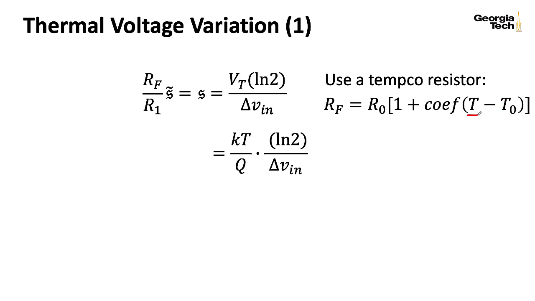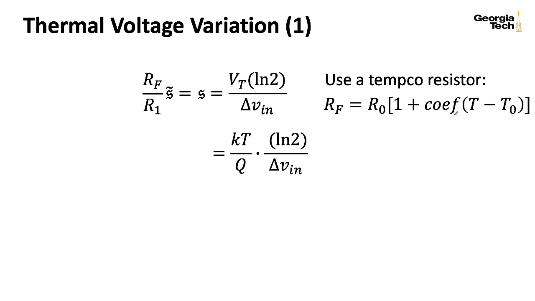Now, if the actual temperature T matches your reference temperature T0, then this term here is 0, and then we get what I call R sub 0. So this is sort of the baseline resistance of your Tempco resistor. And what describes how the resistance changes with temperature is this coefficient sitting here that I've just called coef.